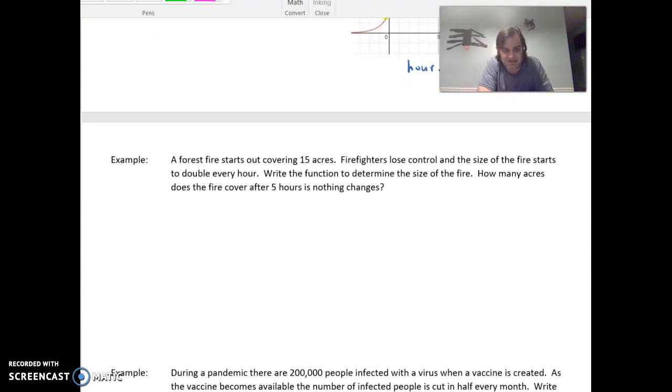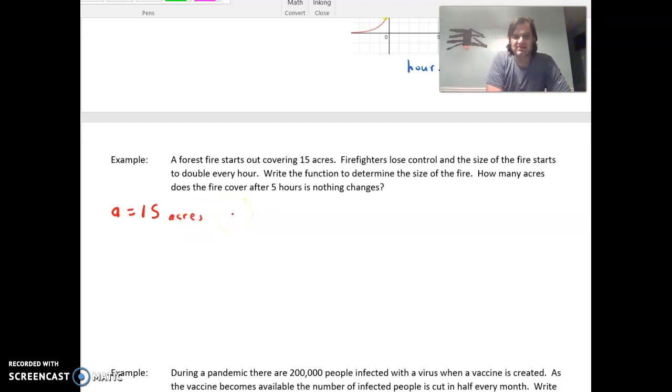Okay, here's my example. A forest fire starts out covering 15 acres. Firefighters, well, let's just go ahead and write this down. What we know here is that the starting amount, A, will be 15 acres.